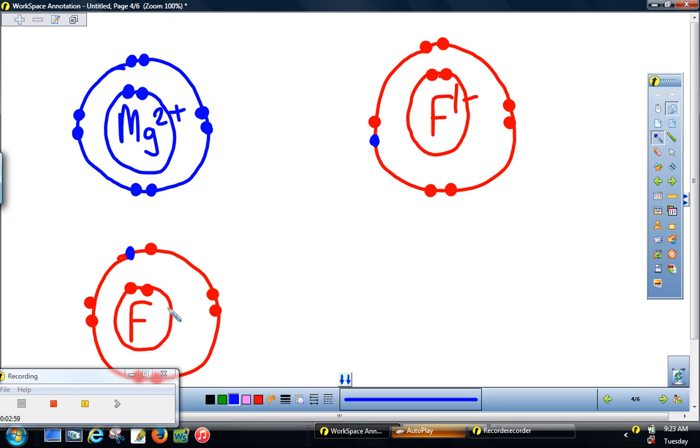This magnesium is a 2 positive, this fluorine is a minus 1, and now they have opposite charges, so they're going to attract together and stick and form that ionic bond, and they actually form a crystal repeating network of bonds, but we'll talk about the crystal structure, the crystal lattice, in the future, not today.